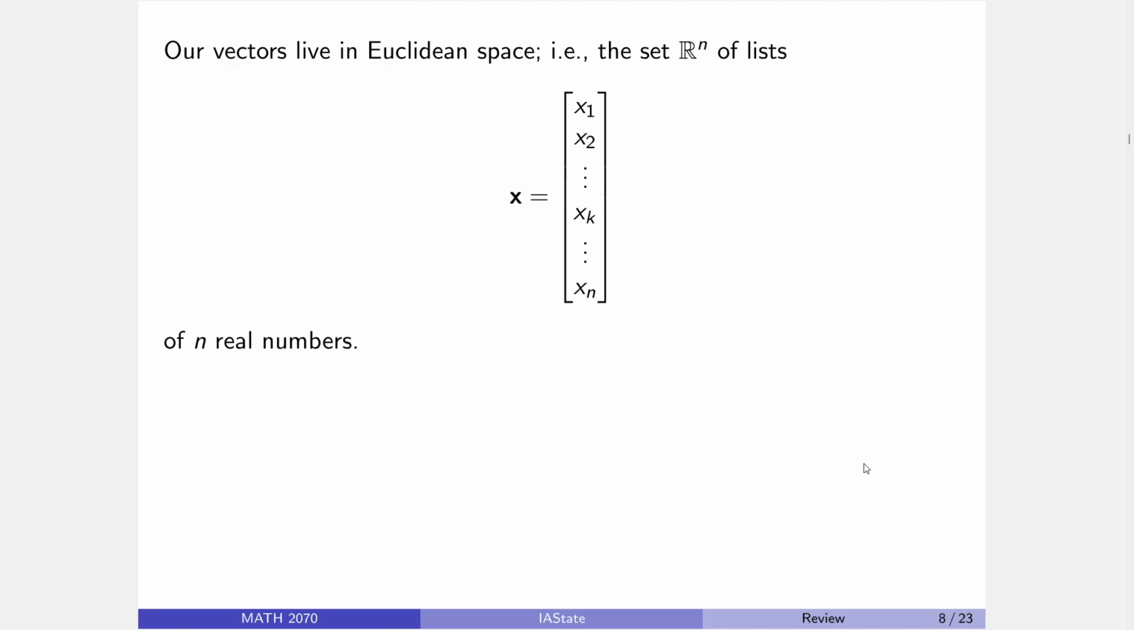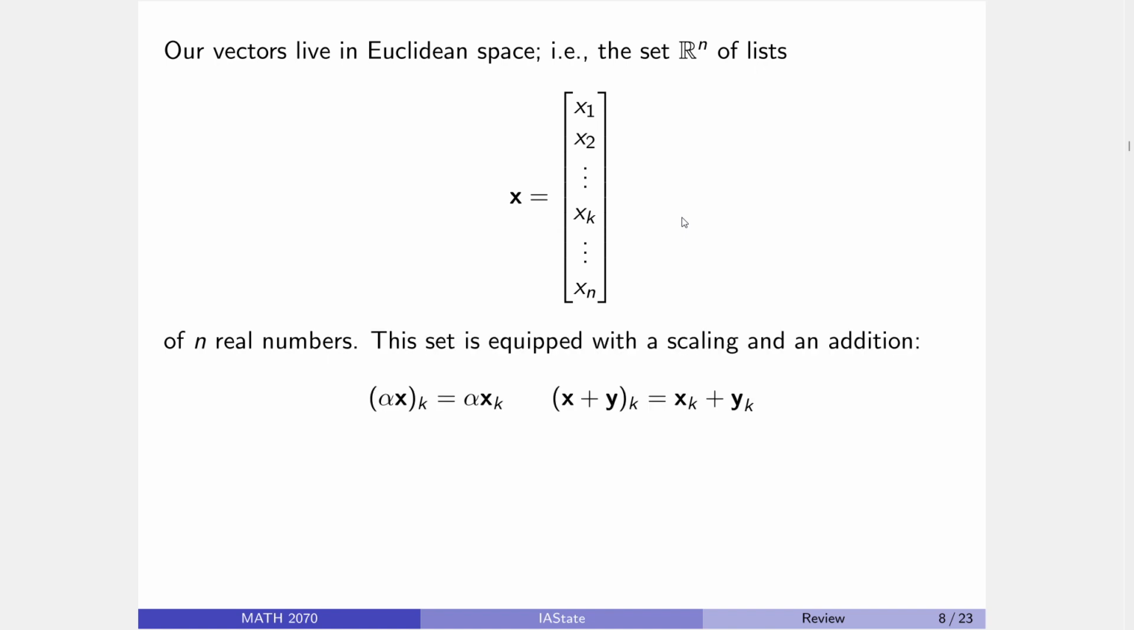So, note that our parametric form of the vector solutions was built off of elements of Rn, Euclidean space, so lists of n real numbers, which we typically write vertically, the other way. You can also write them horizontally, it doesn't really matter. Where you have an x1 and x2, the general element being denoted by x sub k, and all the way up to the last one, x sub n.